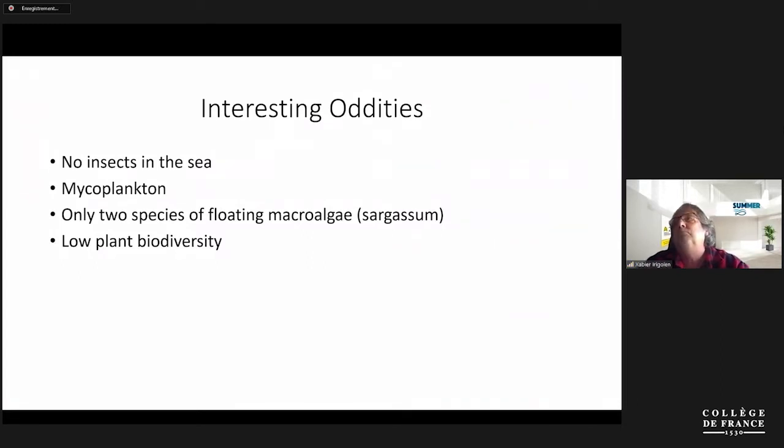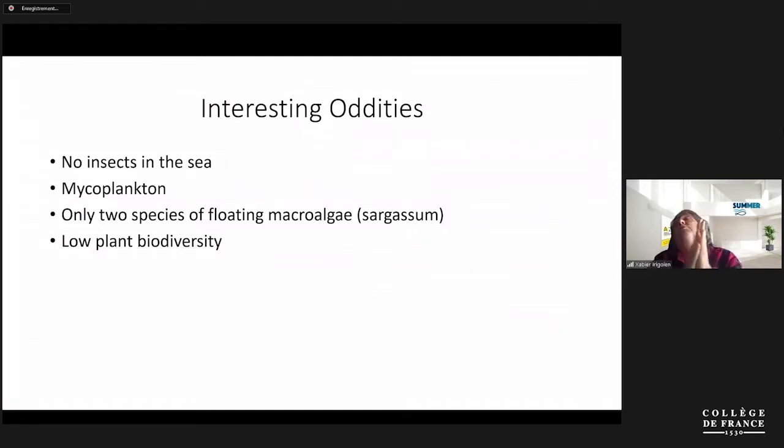Mycoplankton, we know very little about it, but it doesn't seem to be very abundant. And then there are only two species of floating macroalgae, sargassums, and there is very low plant biodiversity in the ocean: mangroves, some seagrasses. To me this is quite an interesting question, because plants have adapted to almost any ecosystem on land, and they don't seem to have been able to diversify in marine ecosystems.